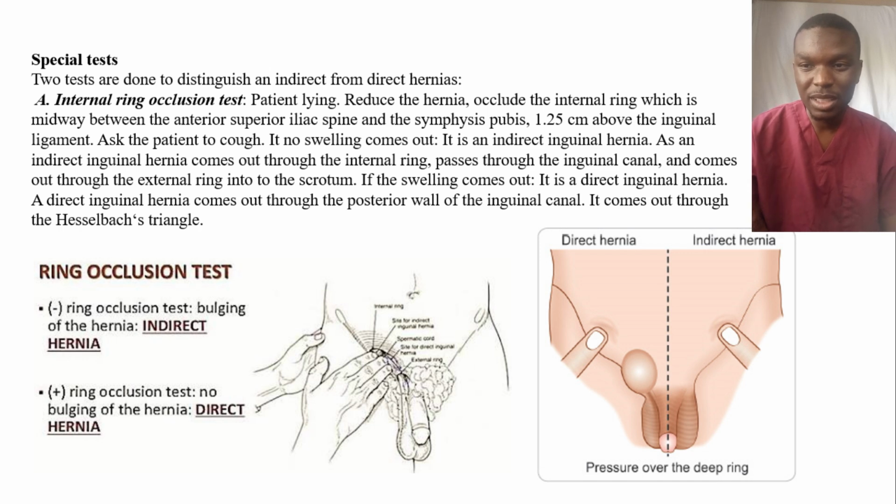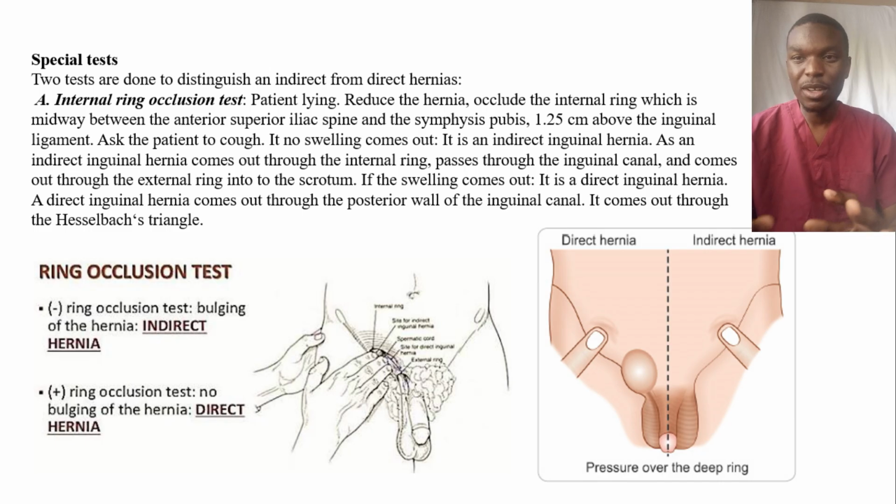So as you can see, these pictures are just illustrating. Once you occlude the internal ring, you ask the patient to cough. Remember, cough increases the abdominal pressure. Then you see whether this bulging comes out after you have reduced it and occluded the internal ring.